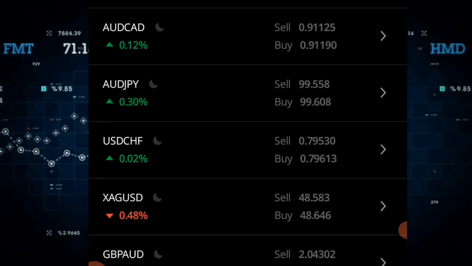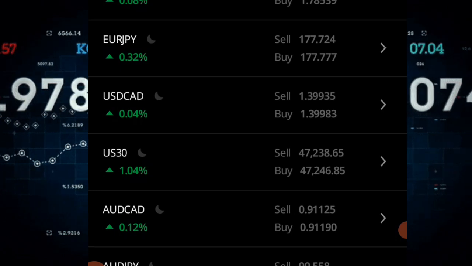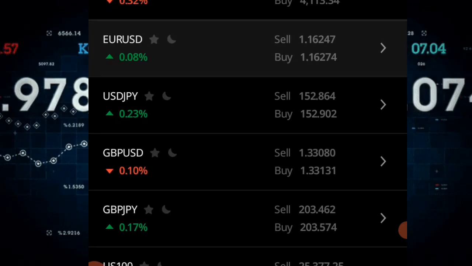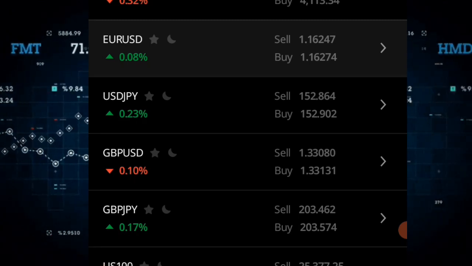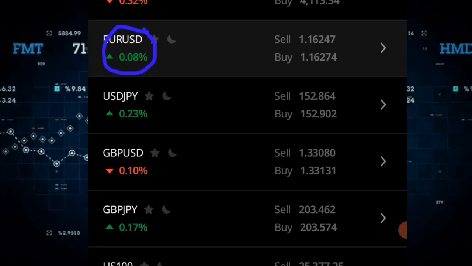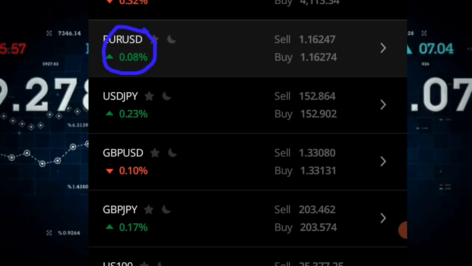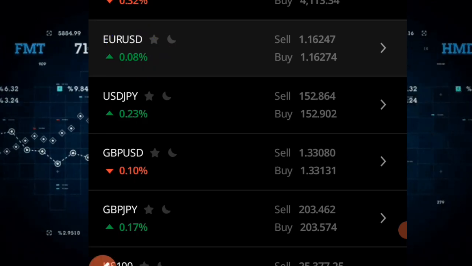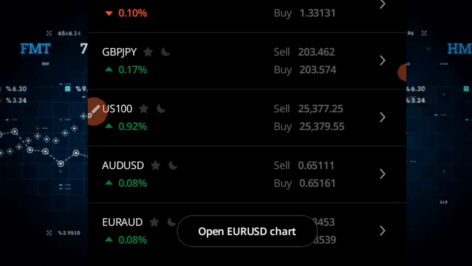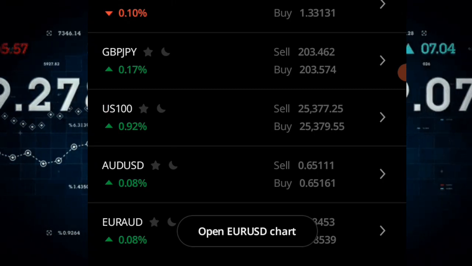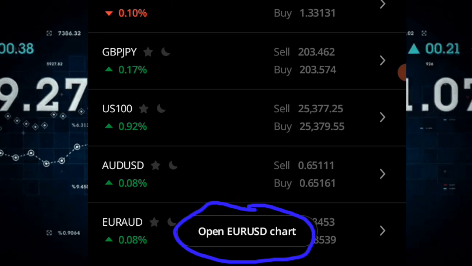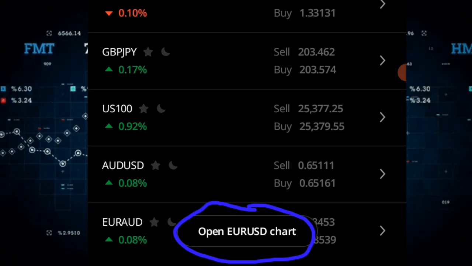Now if you want to trade here, for example, let's choose an instrument such as this one, EUR/USD. What we are going to do is click here on it, or we are going to click down here where it is located, open EUR/USD chart.